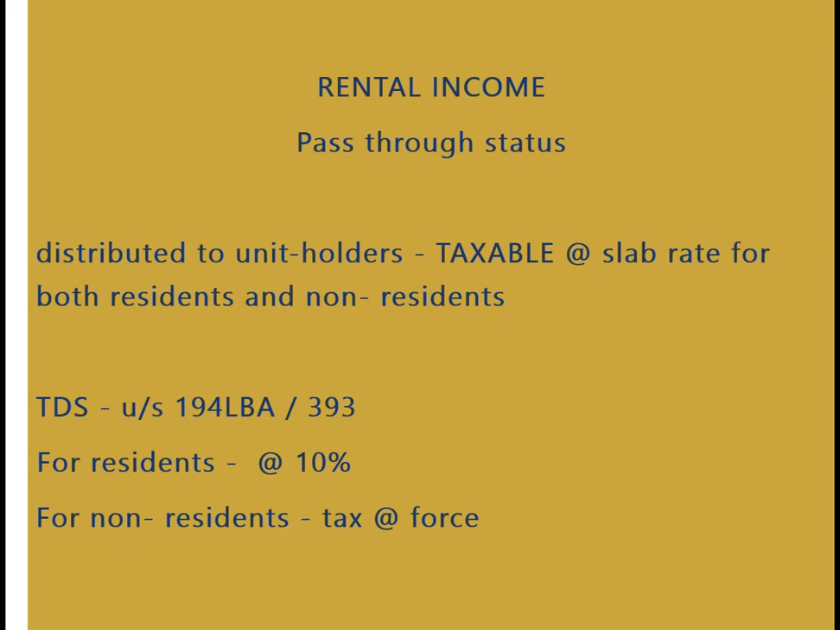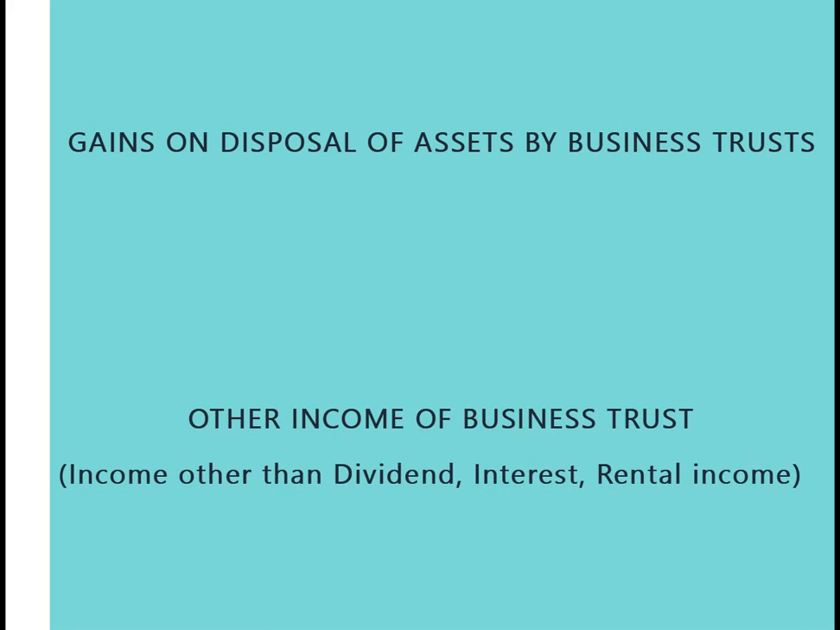Next is gain on sale or disposal of business assets. It's capital gain for the trust, but for the unit holders, when it gets distributed, it is exempt. Next is other income of the business trust. It includes income other than dividend, interest, and rental income. This is taxable to the trust at the maximum marginal rate, but when distributed to the unit holders, it is exempt.